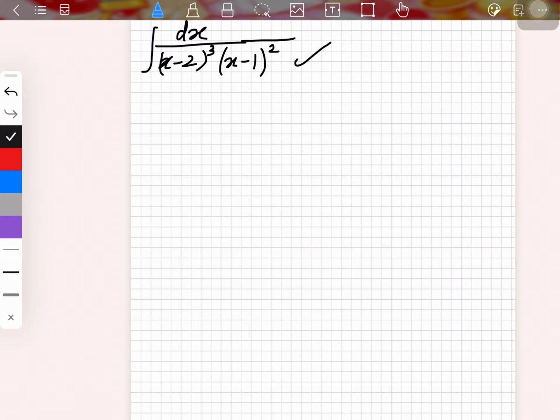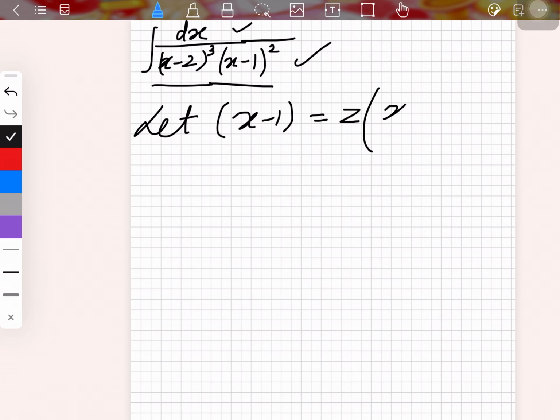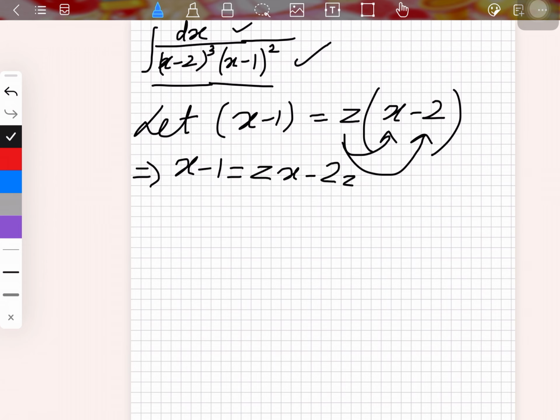So when you have, let's say, (x minus 1) whole square, (x minus 2) whole cube, when you have things like that and nothing in the numerator, then what you can do is let one of the terms, let's assume (x minus 1) over (x minus 2) is equal to another variable z for now. So we are supposing this to be one condition, and from here we are going to find the value of x. So let's multiply this with this, and then this with this, and then what we will get is x minus 1 is equal to zx minus 2z.